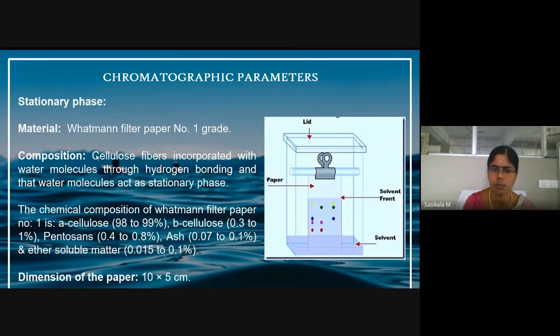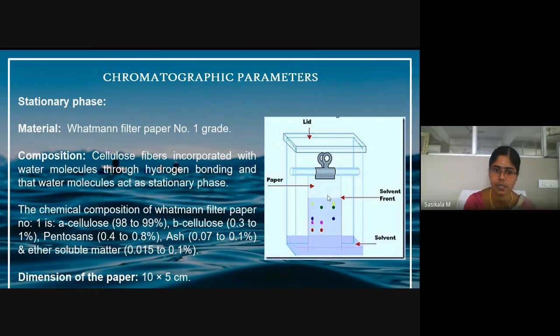Then what is the actual composition of Whatman filter paper? Cellulose is the main composition. What other composition does it have? The chemical composition of Whatman filter paper number 1, that is laboratory grade, is alpha cellulose. It's not A, it is alpha cellulose. It is 98 to 99%. So the maximum composition is alpha cellulose, and water molecules bind to this cellulose. How much percentage does it have? Maximum, it covers nearly 99%.